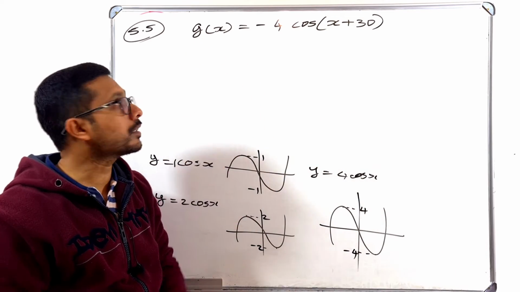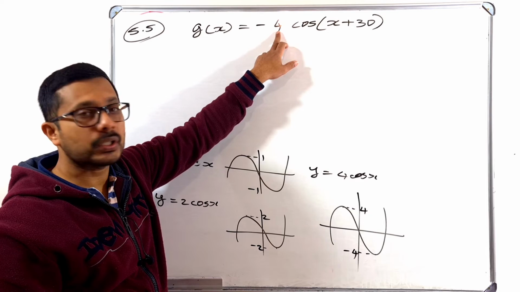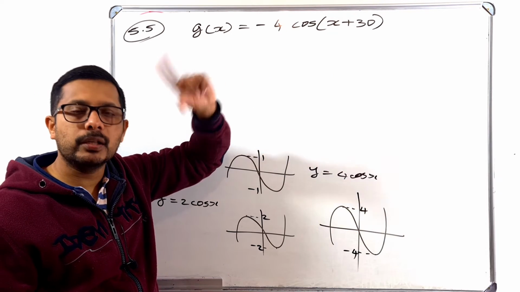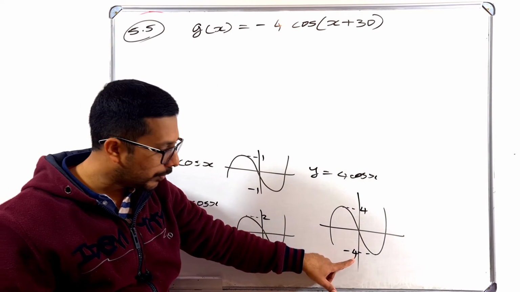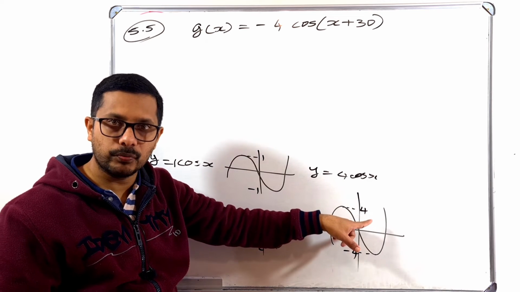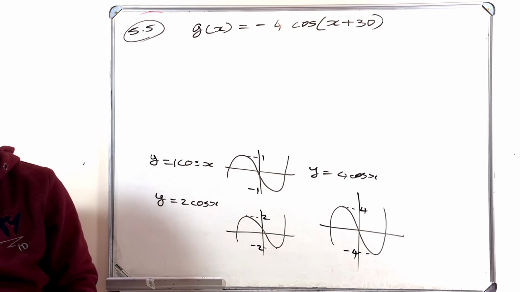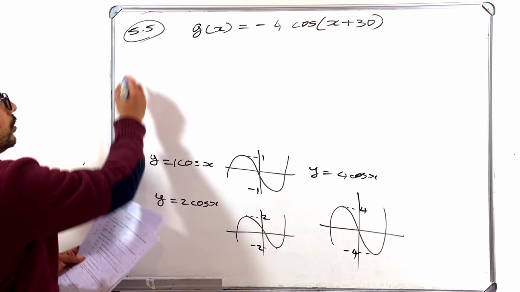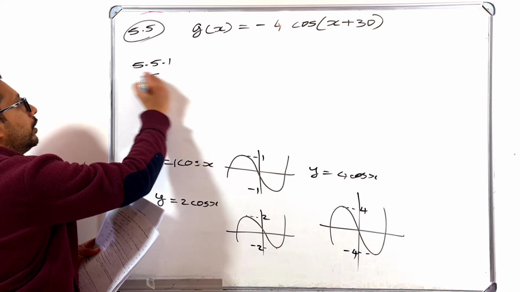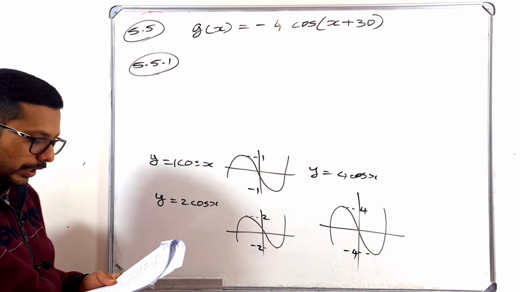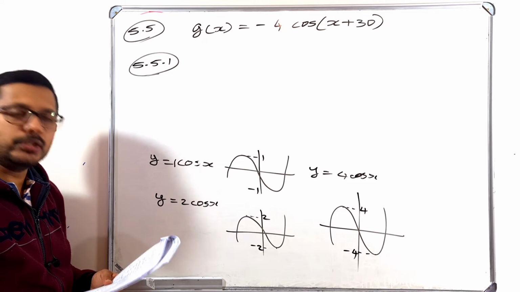Okay, otherwise this 4 stands for the maximum and minimum amplitude. Minimum is -4 and the maximum is 4. Okay, so what is the first question? Question number 5.5.1. What is that question? Write down the maximum value of g of x.